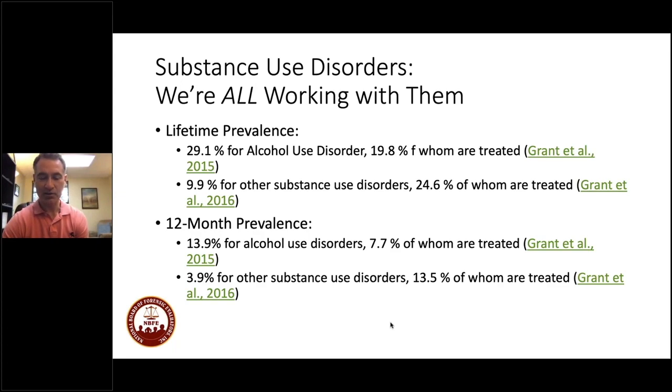Roughly 10% of the adult population will at some point in their lives be diagnosed with some other substance use disorder, in other words, some disorder besides alcohol use disorder, of whom roughly 25% will receive treatment. And we also have information on our 12-month prevalence here. So even if you looked at the past 12 months, roughly 14% of the adult American population has met the diagnostic criteria for an alcohol use disorder, and roughly 4% in the past 12 months have met the criteria for another substance use disorder. So again, a very, very common group of disorders that we're talking about when we talk about substance use disorders.